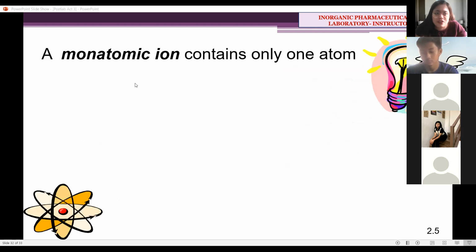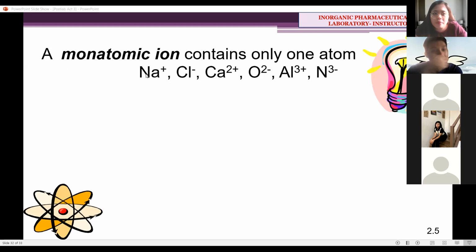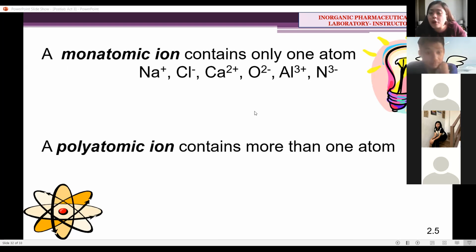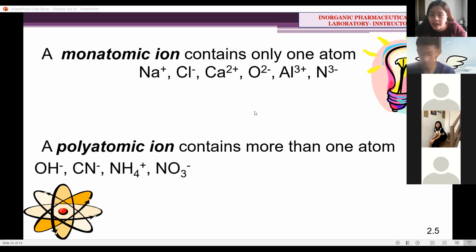Okay? So another thing that you have to take note, we have the types of ions here. Monoatomic ion if it only contains one atom. Example, sodium. Sodium, isa lang siya kabuok and it's positively charged. Sodium ion, monoatomic ion na siya. Isa ka klase nga atom. Chlorine, isa lang po siya ka klase. Ca+2 is one type of atom also.